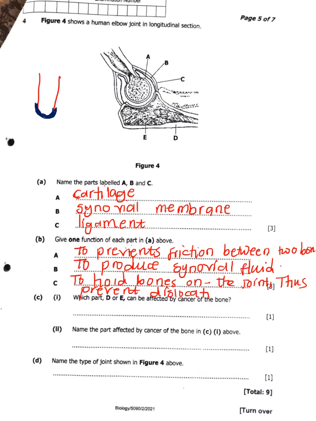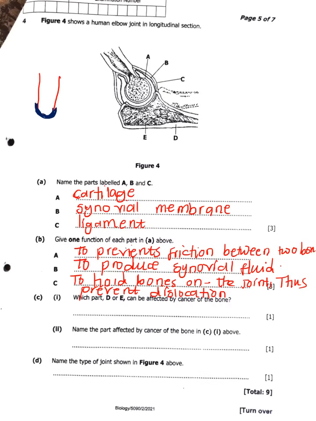So we may have pictures like if you are carrying a heavy object. What makes your bones not to move from the joint? What prevents your bones from dislocating are these ligaments.